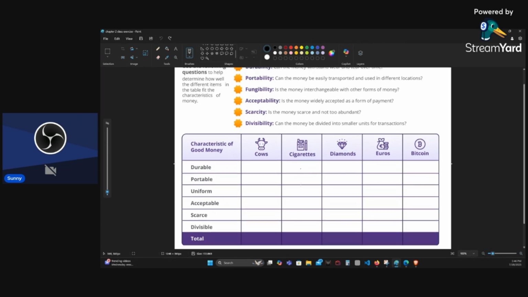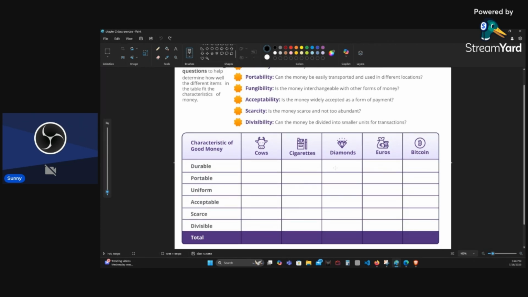Cigarettes also not really durable at all. Diamonds, I guess diamonds are durable as far as my knowledge, right? So let's hope, and let's just use the star. Let's try this.